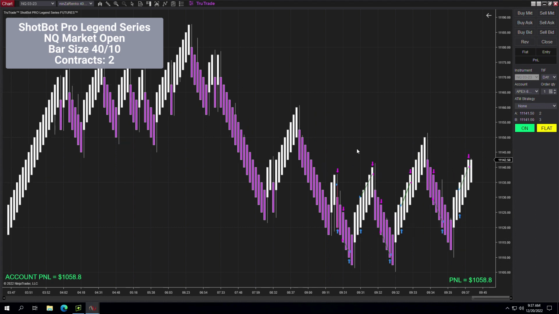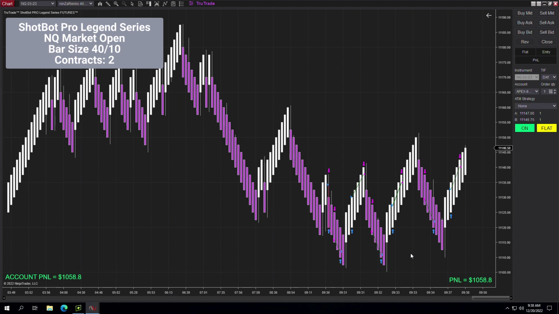I'm waiting for this to break out of this consolidated period. You can see we're in a channel. So as long as we're in that channel, the software will take the top and the bottom of that channel. So let's see if we can get into a big runner here. So I'll let it run a little bit more.